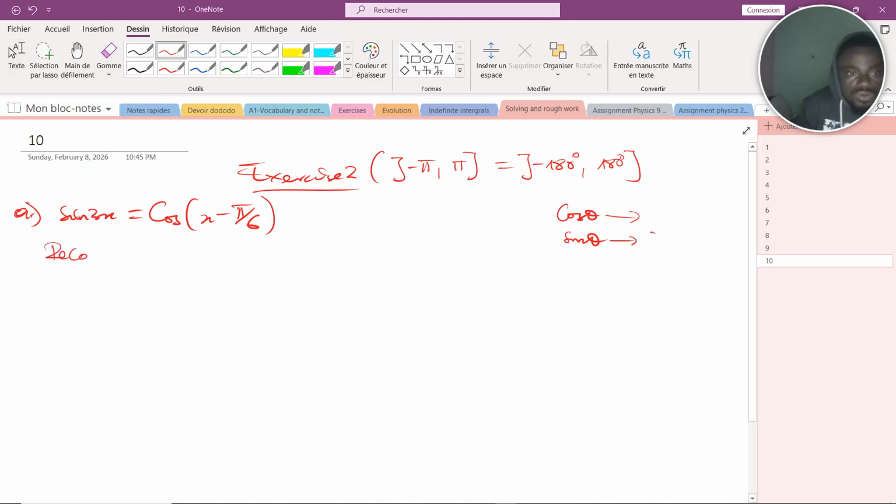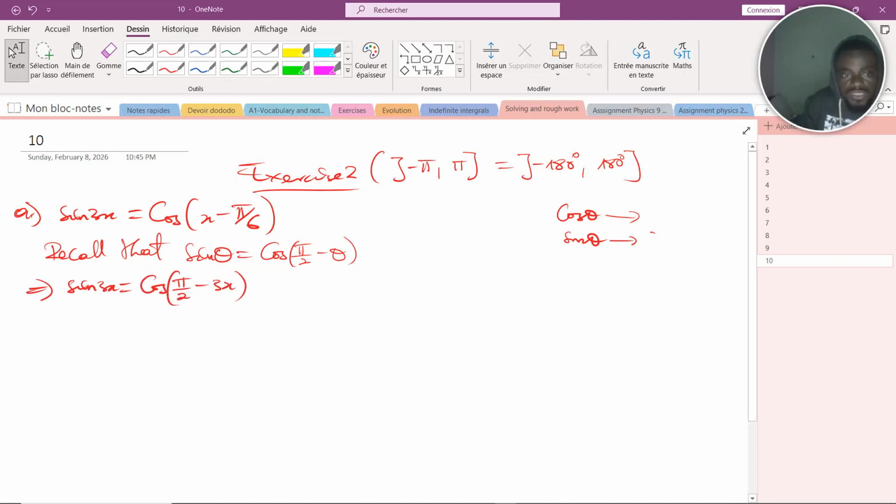So recall that the sine of theta is always equal to the cos of pi on 2 minus theta, where pi on 2 is 90 degrees. Is that okay? So I'll apply it to this. This implies sine 3x will be equal to what? Cos of pi on 2 minus 3x. Is that okay? So we're now going to substitute this inside here.